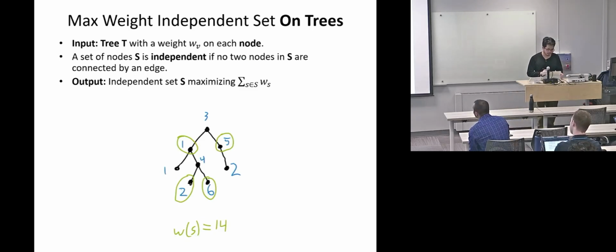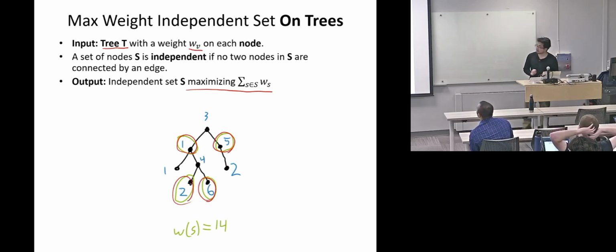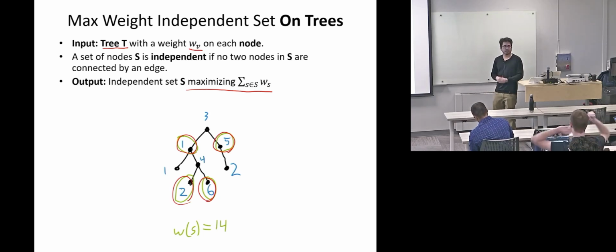In particular, the input is a tree, and each vertex v has a weight w_v. We want to find an independent set with maximum total weight. For example, this is an example of an independent set with maximum weight here. So that's the problem. Any questions about the problem statement?